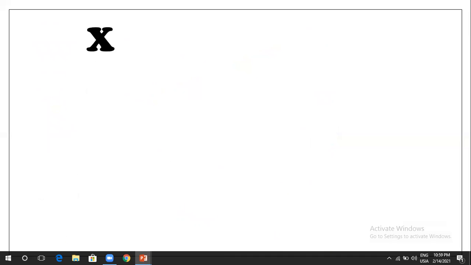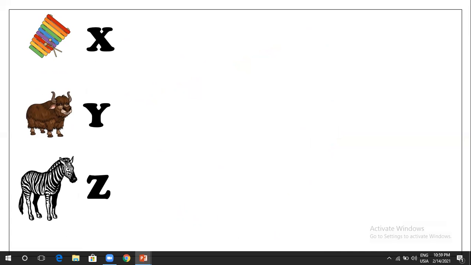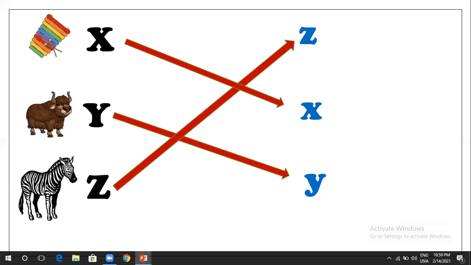Next. I have X. X is for xylophone. Y. Y is for yak. Z, zebra. Let's see the small letters. Z, X, and Y. Now we are going to match. Capital X, small x. Capital Y, small y. Capital Z, small z. Well done.